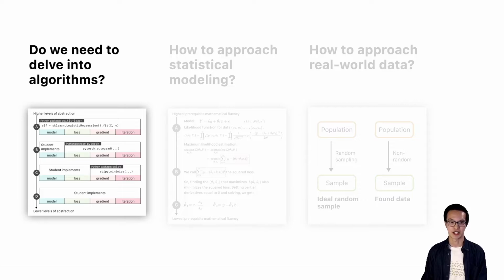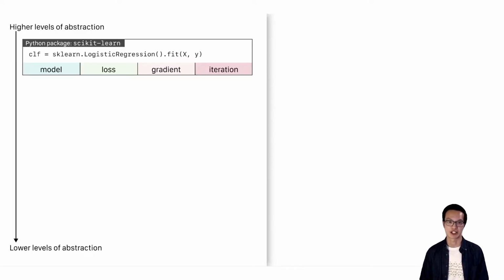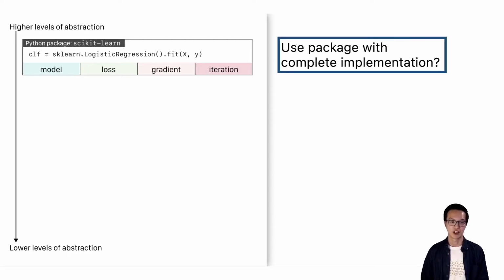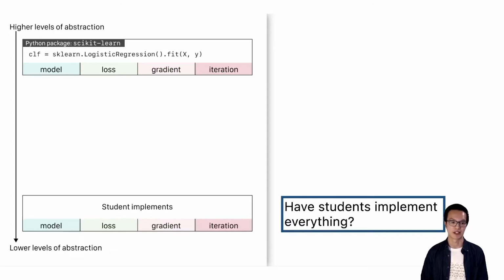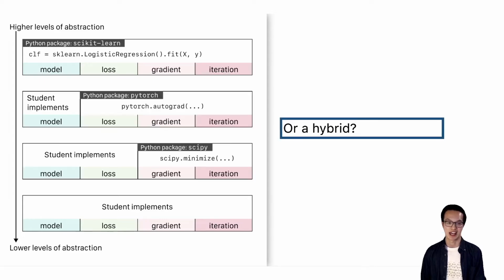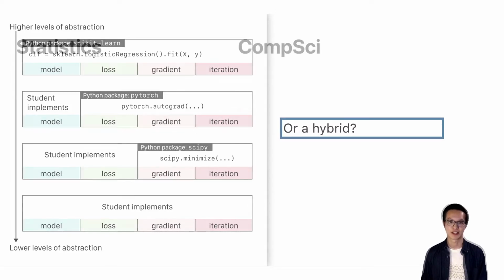But when it comes to teaching gradient descent, we ran into the problem of at what level of abstraction to teach it. For instance, we could have students simply use a package that completely implements the model and the gradient descent algorithm. Another alternative is to have students implement everything by writing their own version of gradient descent from scratch. And a third approach is a hybrid of the two, where students implement some of the model and use a package for other parts of the algorithm. But of these approaches, which was the best for our students?